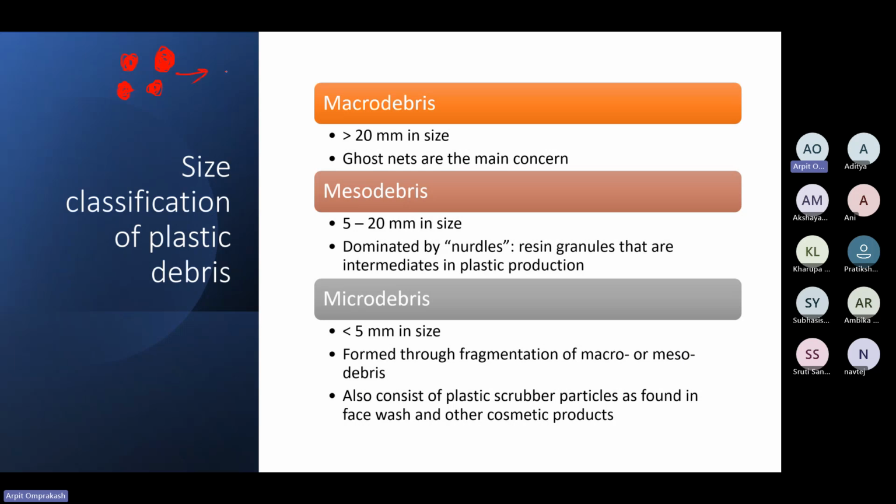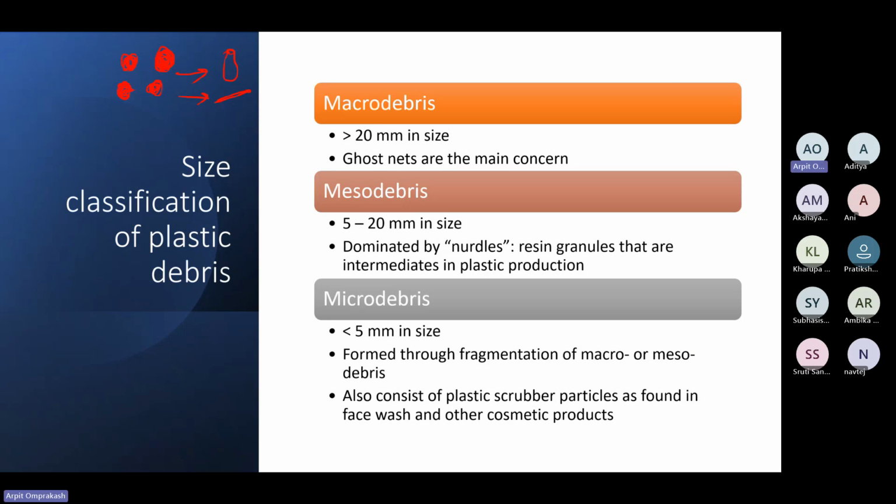where they are heated and cast into different shapes, such as a bottle or a pen or whatever. So different companies take up these nodules and convert them, give them shape. Right, that's how plastic products are created. So these nodules are the main things that compose the meso debris.